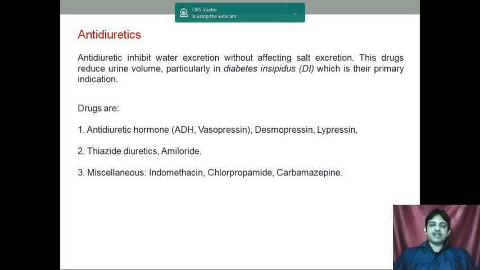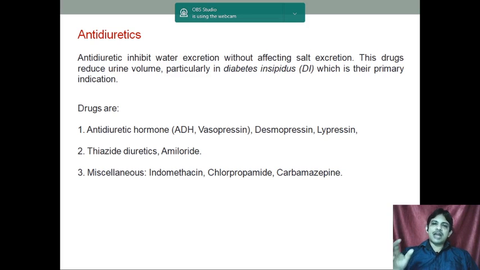Now, what is diabetes mellitus? Diabetes mellitus is a metabolic disorder which occurs due to the alteration or disturbance of carbohydrate, protein and fat metabolism, and which is characterized by hyperglycemia. That means a high sugar level, due to decreased insulin level or insulin resistance.